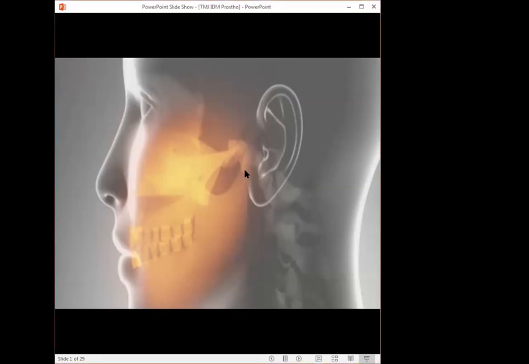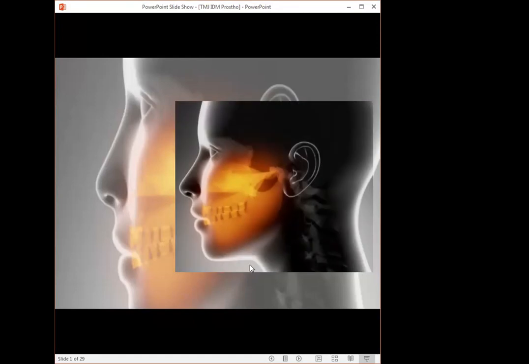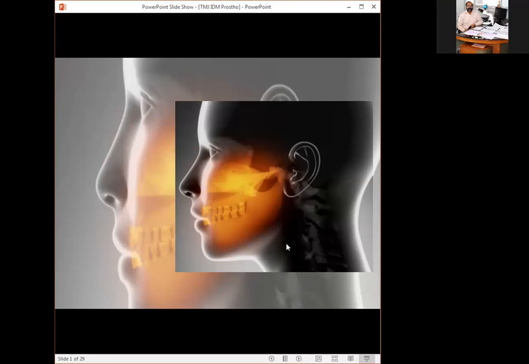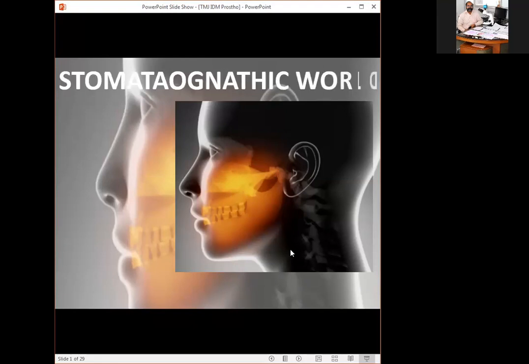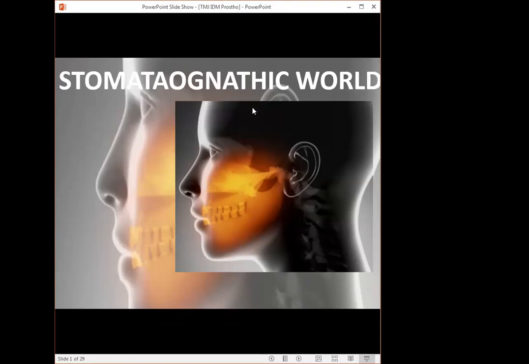So if you see this picture, you can see that it shows a view of the maxilla, the mandible, and the TMJ. Okay, so this together is called the stomatognathic system. Stomato refers to the oral cavity, gnathic refers to the jaw bones.